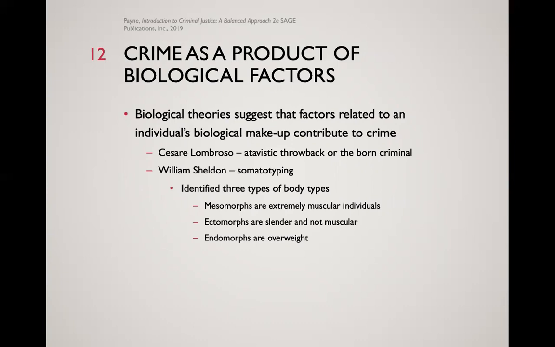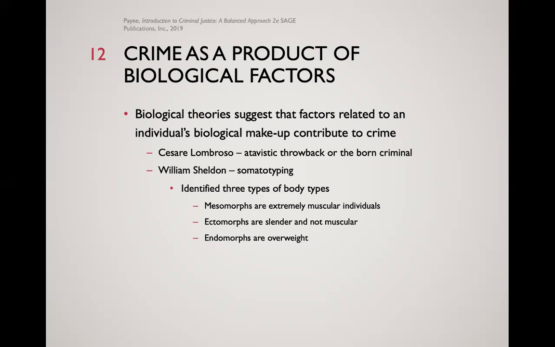Once we disproved some of these biological theories, the way that we disproved them is that we proved other ones, or let's not use the word prove because that's not good to use when it comes to theory. We can talk about how biological theories were not supported because other theories were supported at a higher rate and with better statistical significance. They suggest that factors related to an individual's biological makeup contribute to crime. Lombroso is the original proponent of biological factors. He referred to criminals as atavistic throwbacks, or the born criminal, basically saying that they are born criminal based upon their DNA.